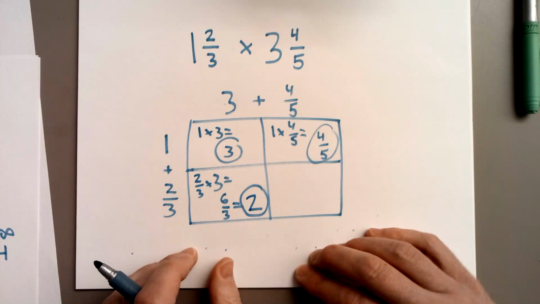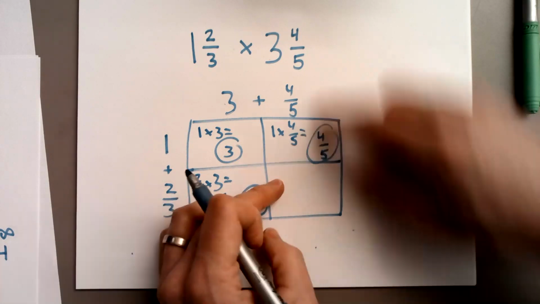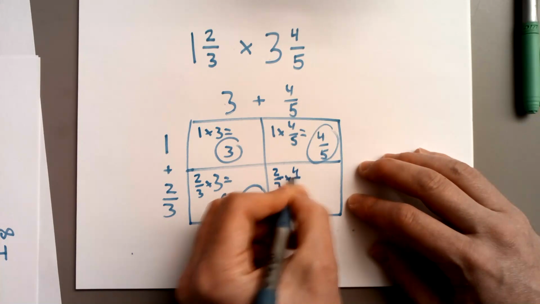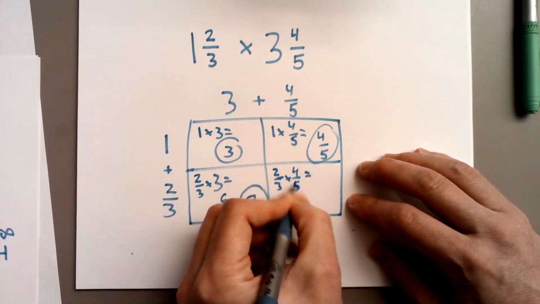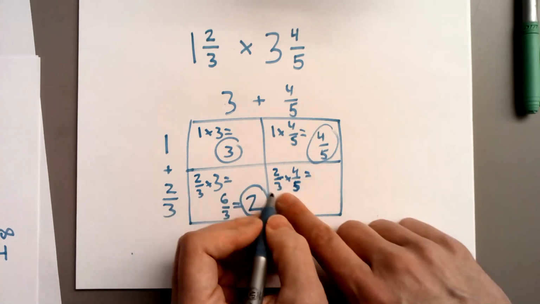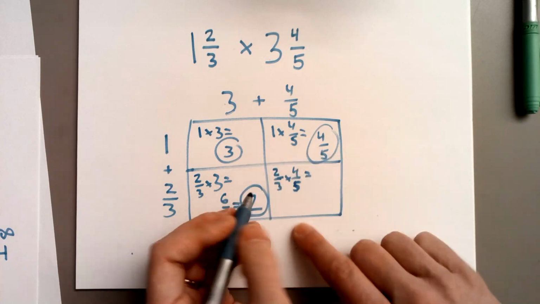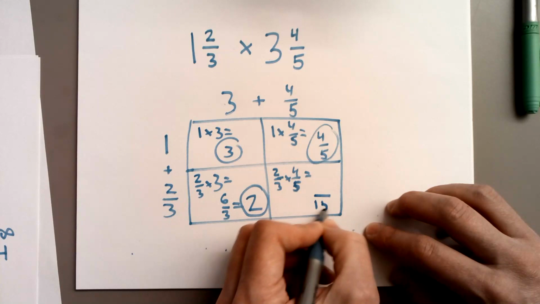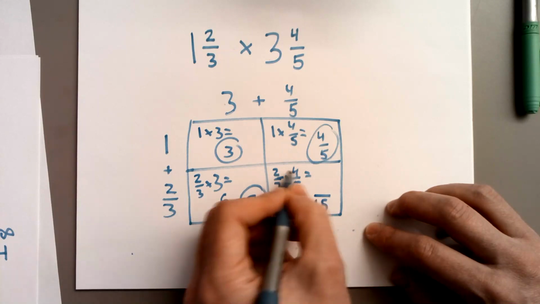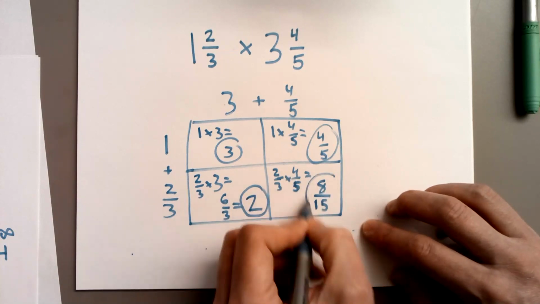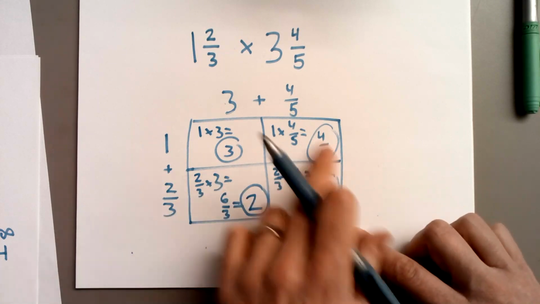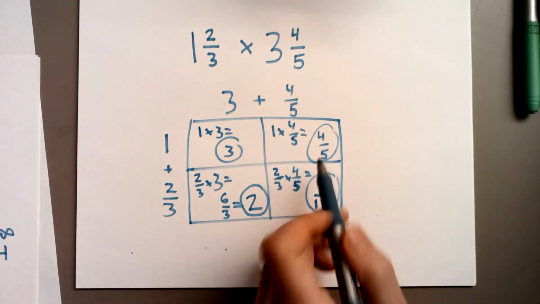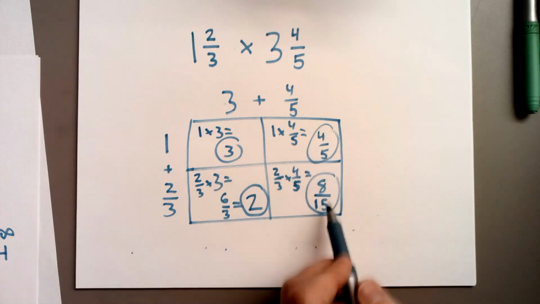Nice. And lastly, I need to do the 2/3 times the 4/5. In this case, I just have 2 fractions, so I can multiply their denominators together. 3 times 5 is 15 for my new denominator, and 2 times 4 is 8, so 8/15. Now I have 4 separate products I must add together, only 2 of the products are fractions.